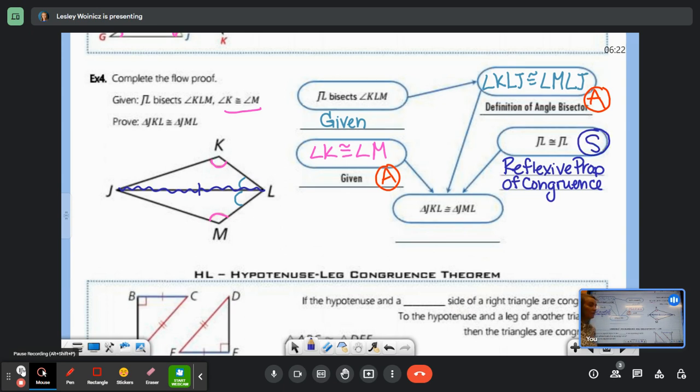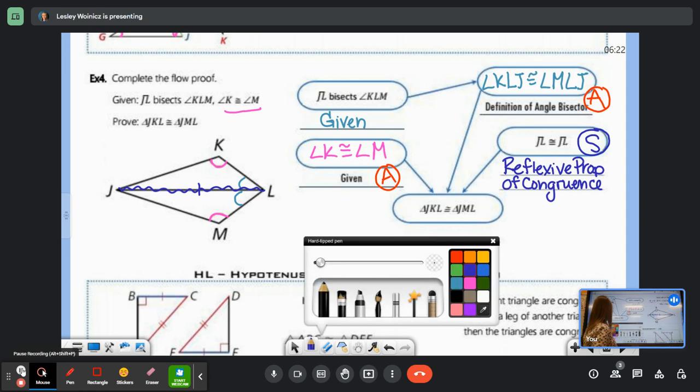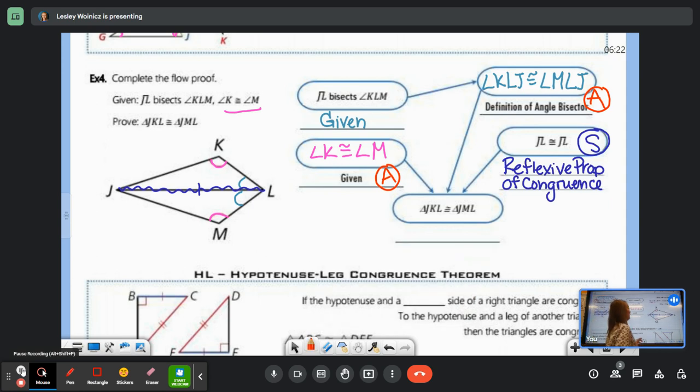Now we just have to see if it's an included side or a non-included side, and based on where this is in the notes, I think I have a guess, but we'll see. So here's my angle, and then another angle, and then I have a side. So this is angle, angle, side. It's not included. So this is angle, angle, side. This is the theorem that we just talked about.